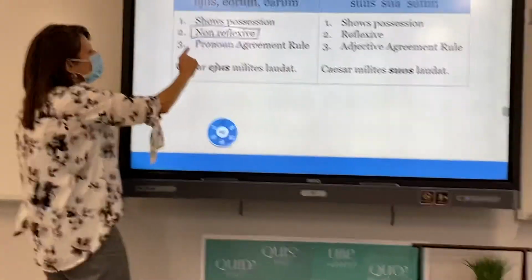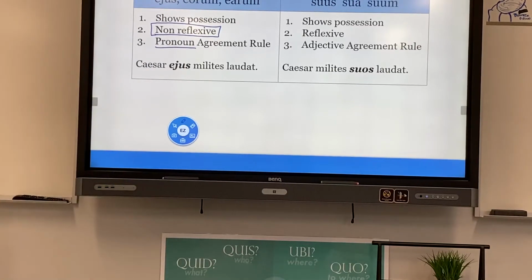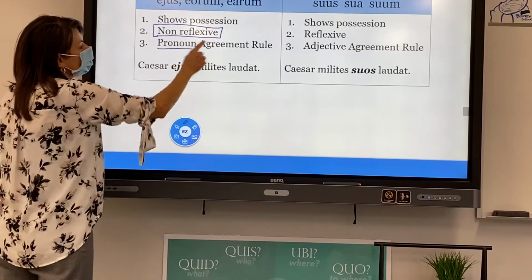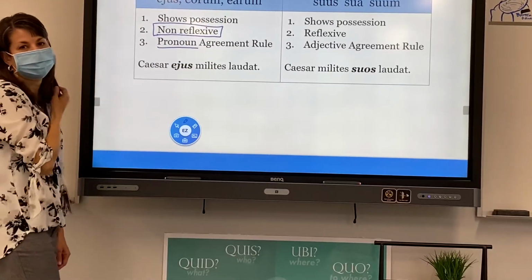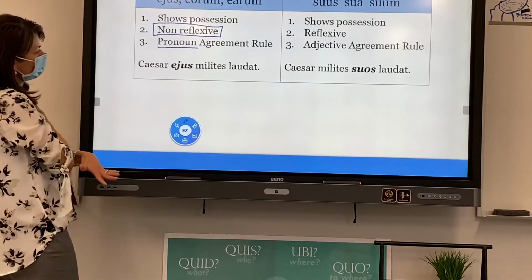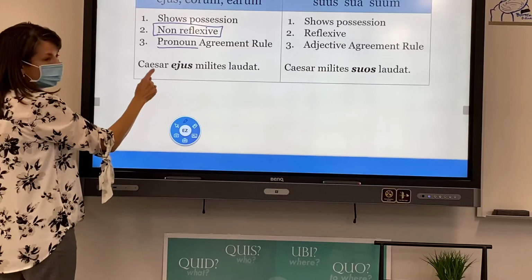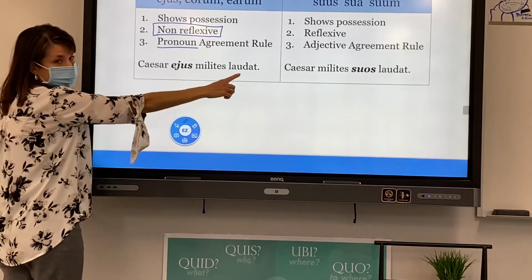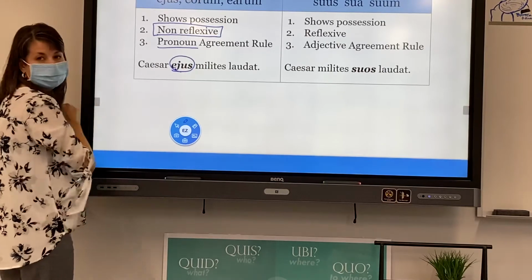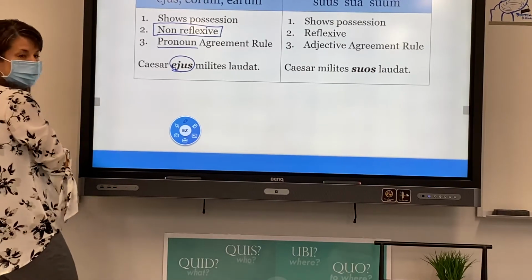This one follows the pronoun agreement rule. Whenever you use these genitives, you're always doing the pronoun agreement rule, which, remember, the case is determined by its own clause. So in this sentence it says, Caesar praises his soldiers. Okay, praises his soldiers.